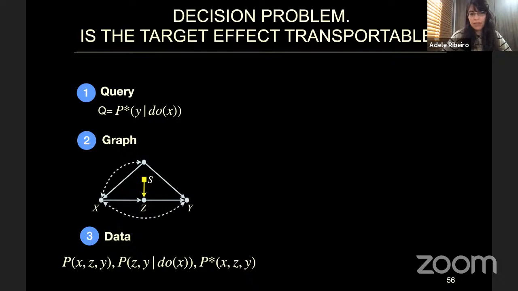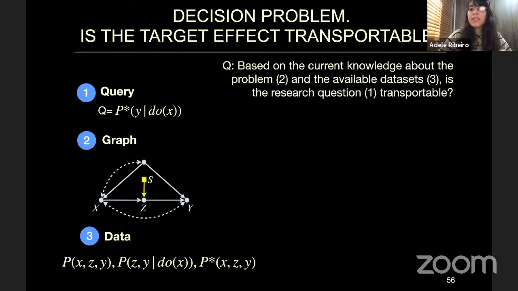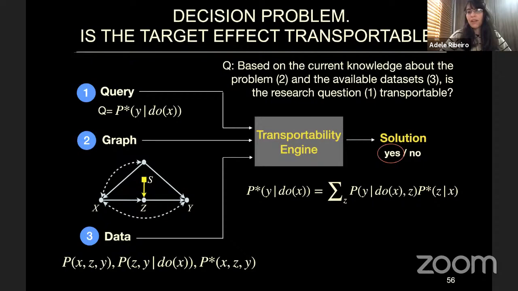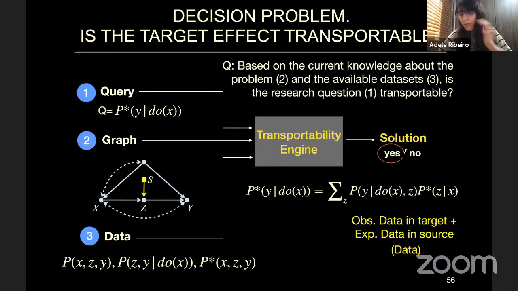And based on the current knowledge about the problem that's encoded here in the graph, in the selection diagram in 2, and the available data sets 3, how can we infer the interventional distribution in the target domain? So we use this transportability engine and we get the solution. Every time that we have a yes, we will have the transportability formula. And when it's no, we have to improve our knowledge about the system.